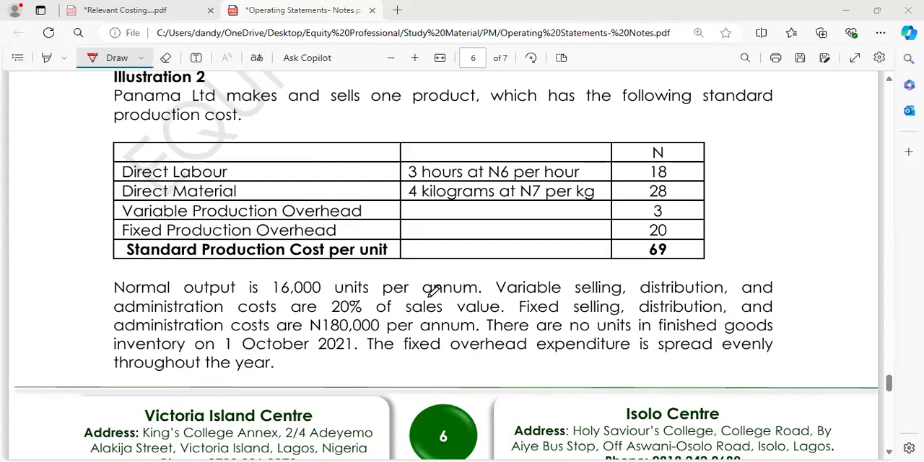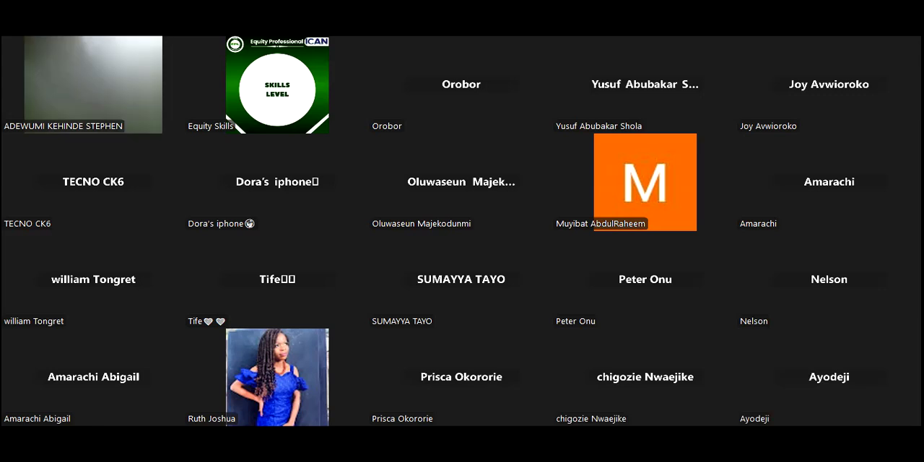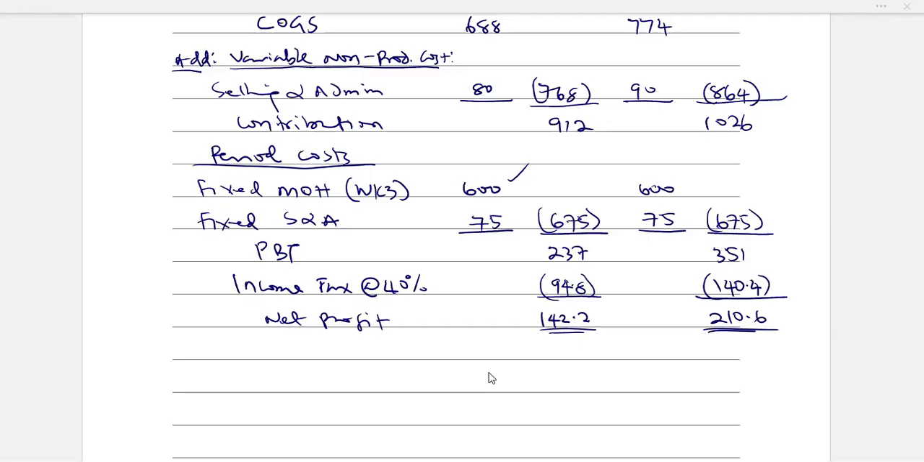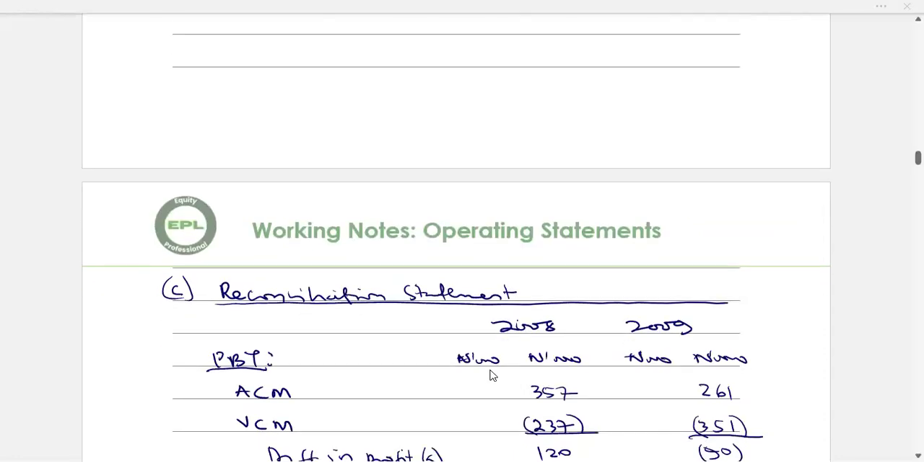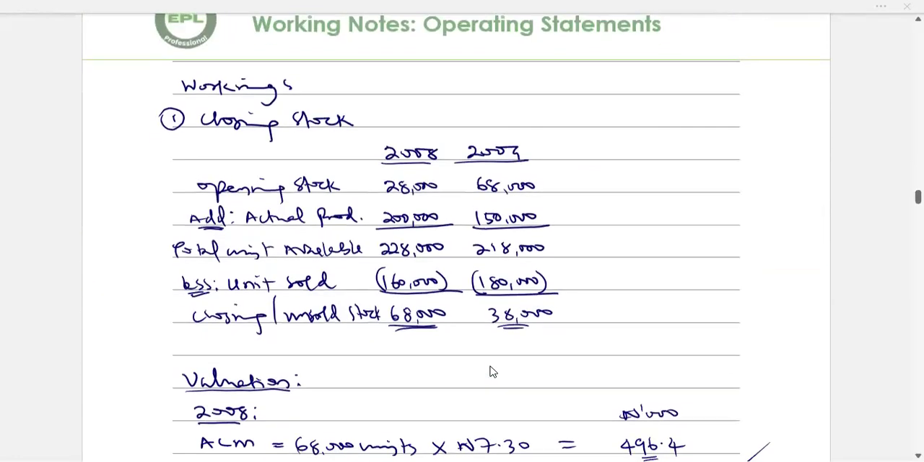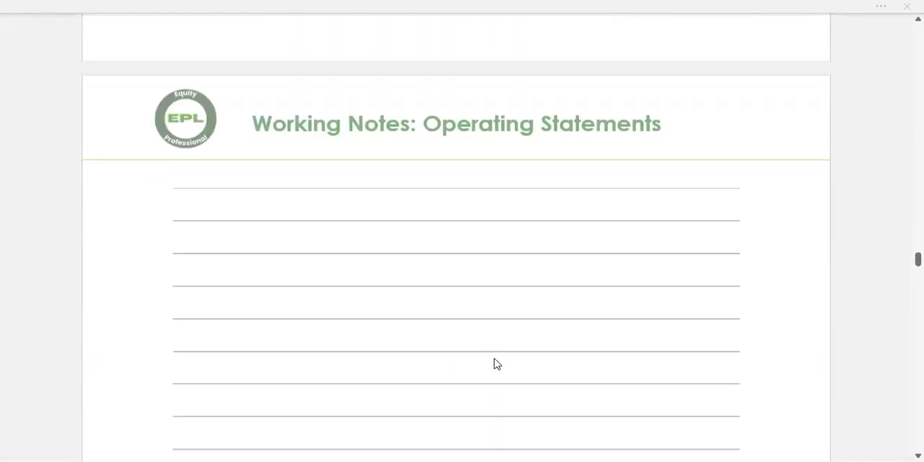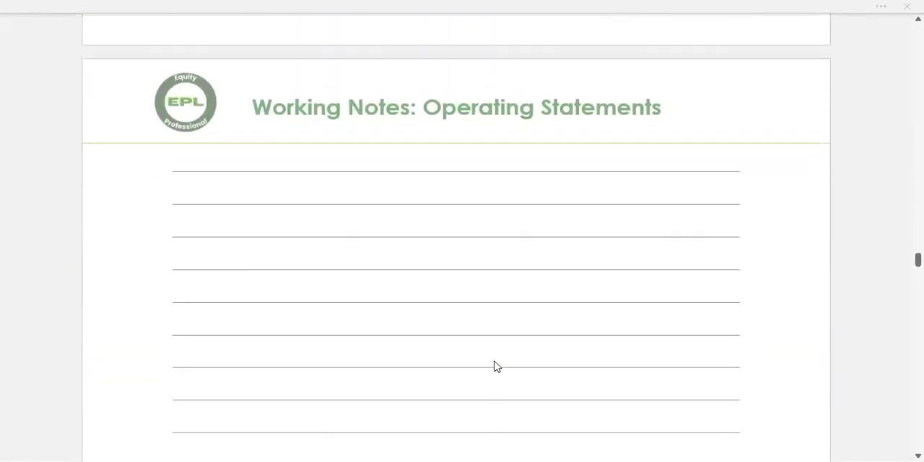So without wasting more time, open to the question at your end. Let me switch to the working notes so that within the next 30 minutes we can complete this. I believe you can see now. All right, then. Let me scroll down. Illustration number 2.